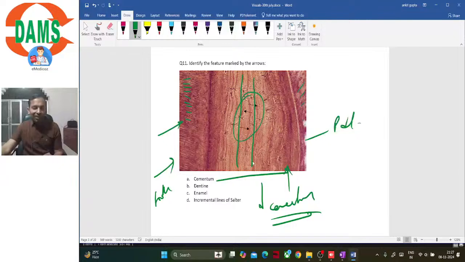So what are these lines? These are the incremental lines seen in cementum. What are the incremental lines of cementum called? Incremental lines of Salter, okay? The question says feature marked by arrow. If it had said tissue marked by arrow, then we would have gone with cementum. Since it asked for feature, we have gone with incremental lines of Salter. So it is important to read the question properly. If, in the same question with the same arrow, nothing else changed, I substitute the feature with the tissue, then the answer becomes cementum, right?